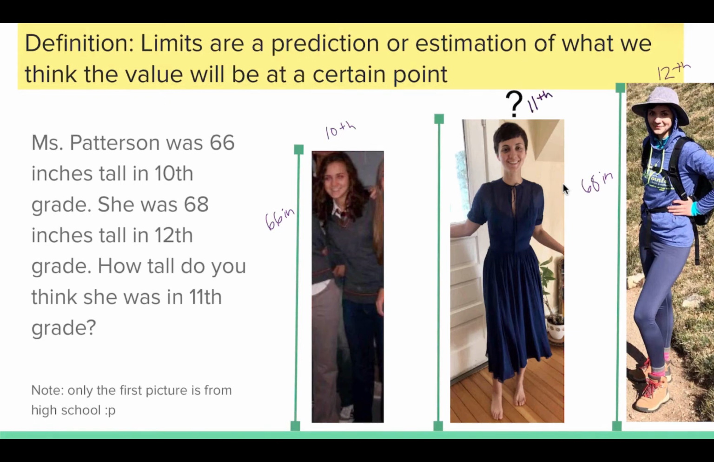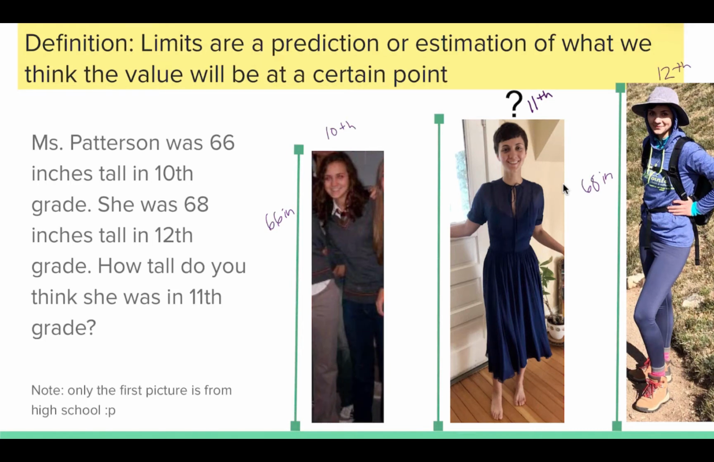Okay, so we're making a prediction of what I think the value will be at a certain point. The point in time that we're looking at, kind of like my x value, if you think back to the warm-up, my x value is the grade level, 10th, 11th, or 12th, and how tall I am is the y value on the graph. So if I went from 66 inches to 68 inches, think in your heads, how tall do you think I was in 11th grade? You got the answer? Okay.